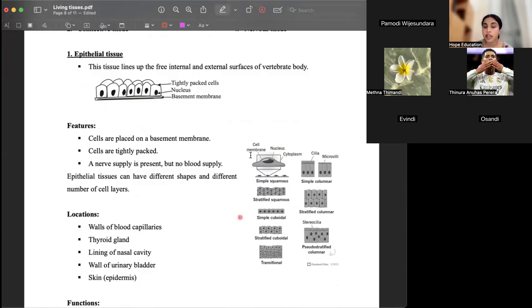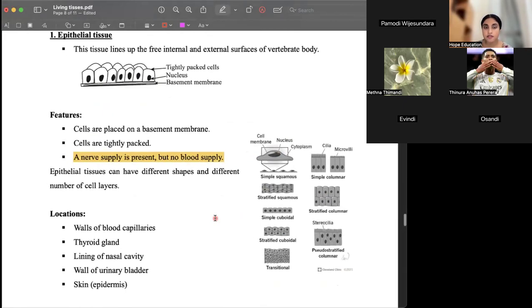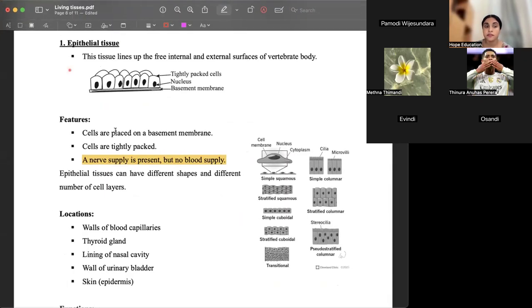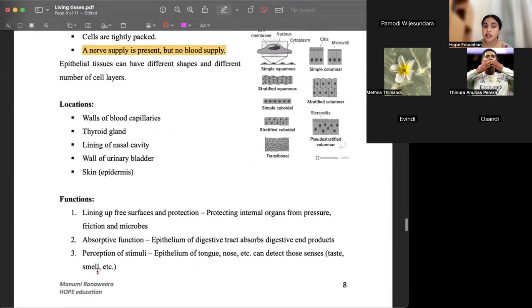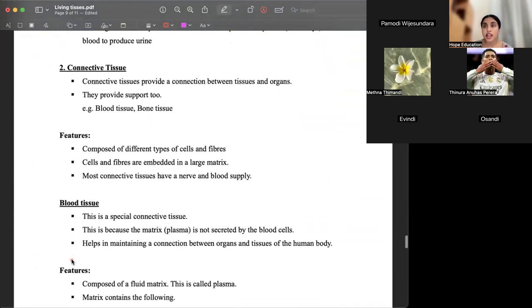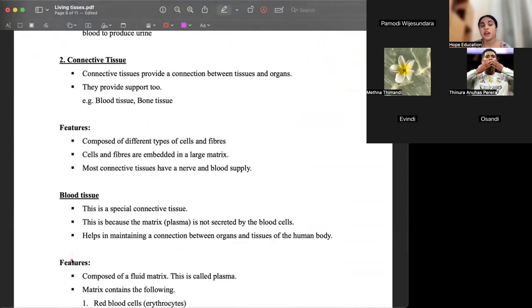I added this not for you to study, but only for you to get an idea. There is a nerve supply, but no blood supply. This is a very important feature. They ask this as an example question: there is a nerve supply and no blood supply for epithelial tissues. That's very important. Then we covered locations and functions, and that is where we stop. Today we're actually going to end the lesson.